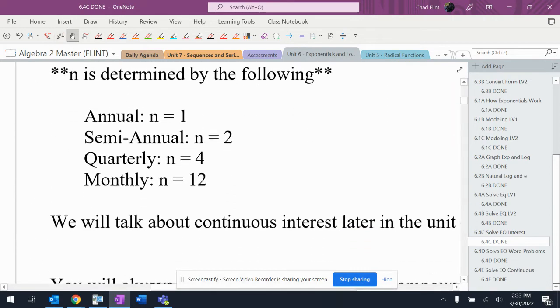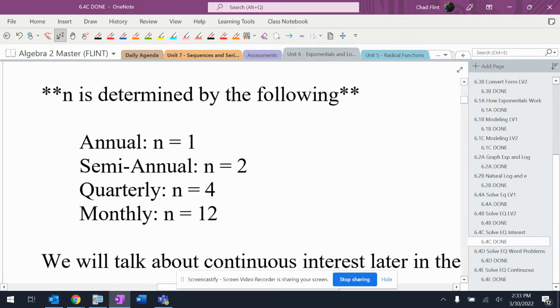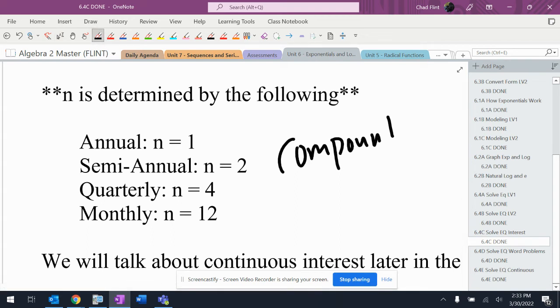All right. Finishing up here. n is called compounding. You'll see the word compounded sometimes. Compounded or compounding. All right. If interest is compounded annually, it means you get interest one time per year. Semi-annually, 2, quarterly, 4, monthly, 12. We have to look out for those because they make a huge difference in interest.